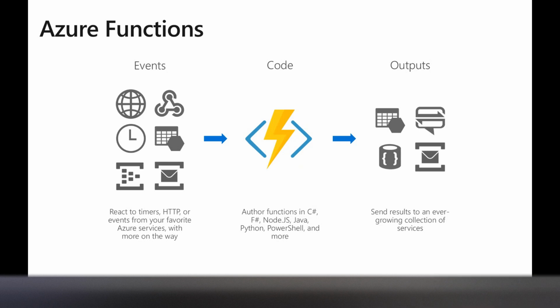Then you have the code, which is running the actual logic of the function, what you want to do when this happens. You can do it in any language: C sharp, Java, Python, or Node.js. And then you have the outputs, and these are the output bindings. So triggers are the input binding, outputs are the output binding, and all of these things are important when you are troubleshooting a function, because these are the points.